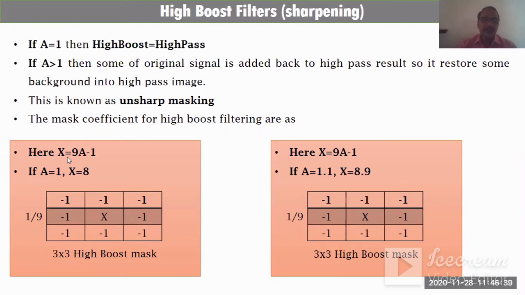See for example here the center value x is equal to 9A minus 1. So A is some constant value, some scaling factor. So if A is equal to 1, this mask is as it is. मग इथे x ची व्हॅल्यू काय आहे, x is equal to 9A minus 1 आहे, so A ची व्हॅल्यू 1 आहे, so 9 into 1, सॉरी 9 झालं, 9 minus 1 it is 8, so x is equal to 8.